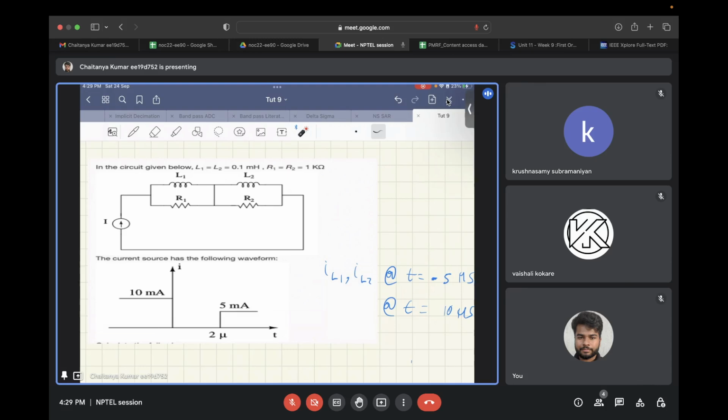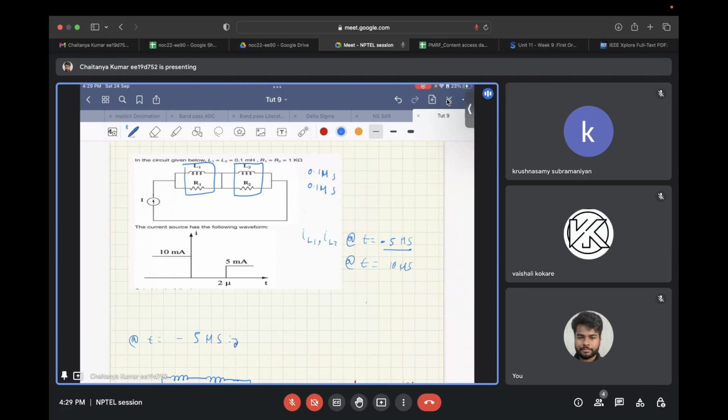Now this is actually a second order circuit, but if you find the individual time constants of these two different RL networks, both time constants come out to be 0.1 microseconds. So at t equal to minus 5 microseconds, that is way before, and this is the 0 microsecond point. t equal to minus 5 microseconds will come somewhere over here, and t equal to 10 microseconds will come somewhere over here.